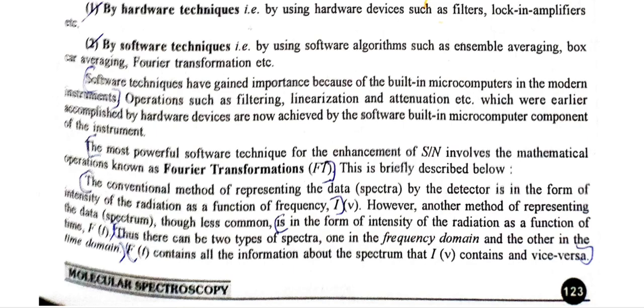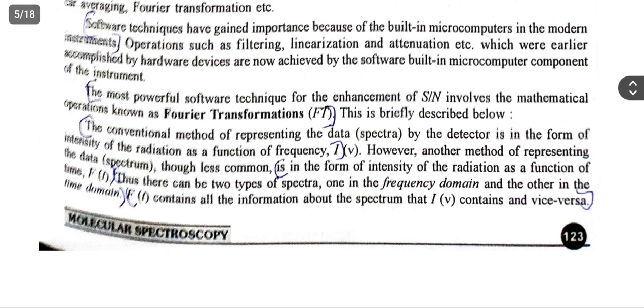Software techniques have gained importance because of the built-in microcomputer in modern instruments. Operations such as filtering, linearization, and attenuation, which were earlier accomplished by hardware devices, are now achieved by the software in the built-in microcomputer component of the instrument. The most powerful software technique for the enhancement of S/N involves the mathematical operation known as Fourier transformation (FT). This is briefly described below.